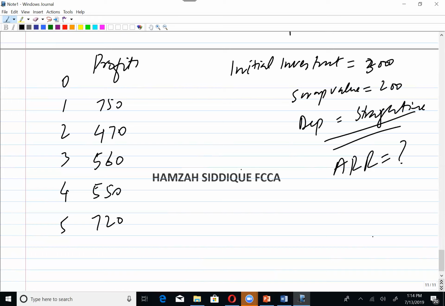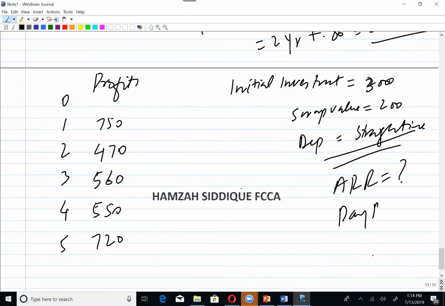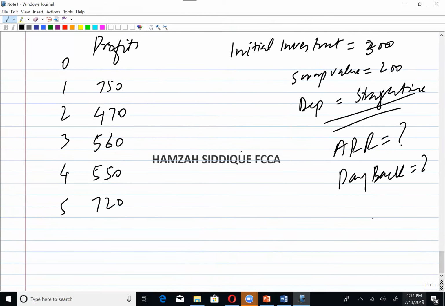That's it. Now, students, depreciation. For payback, if we need to calculate payback, we have to calculate cash flows from the profits. So what will be the annual depreciation? 3000 minus 200 divided by the number of years, 5. That will be the answer.